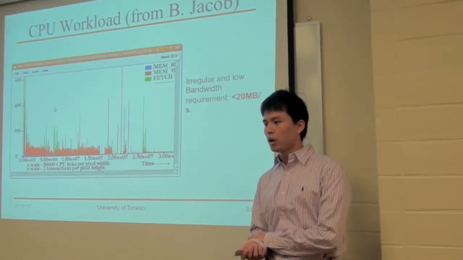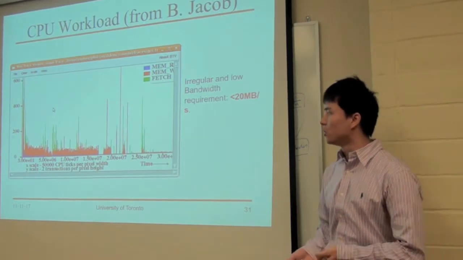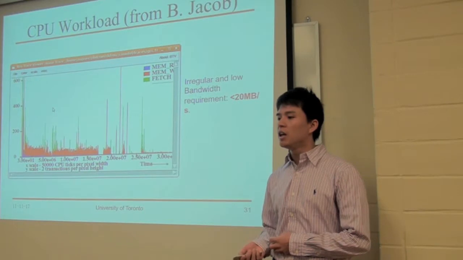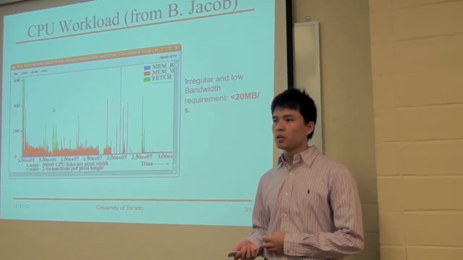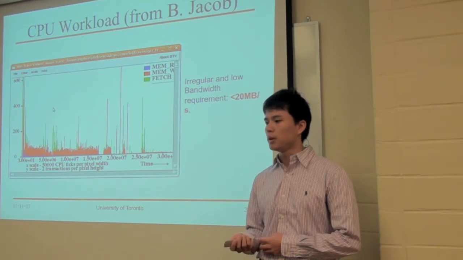We first went through the workloads. This picture shows the memory access characteristics of the CPU workload. It features an irregular memory access pattern and a low bandwidth requirement at 20 megabytes per second.